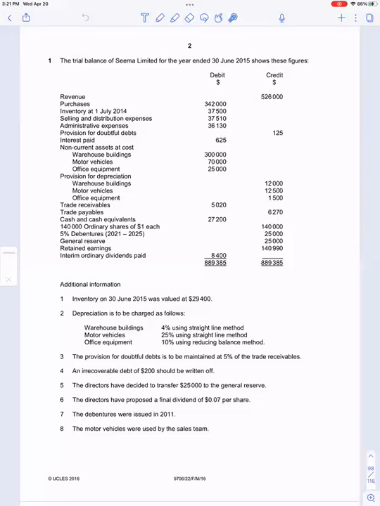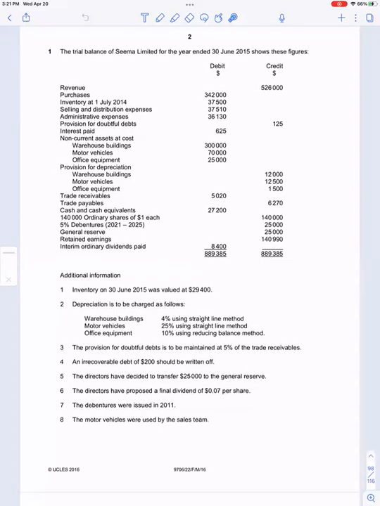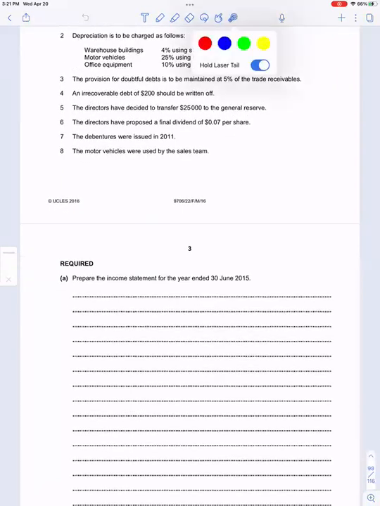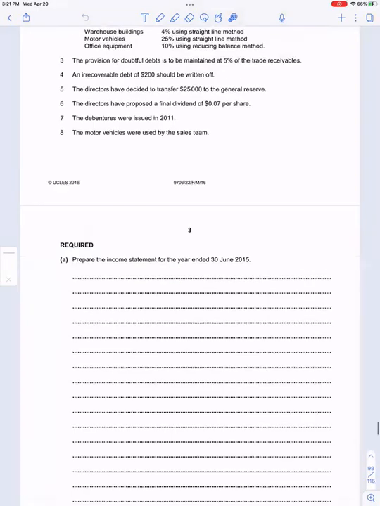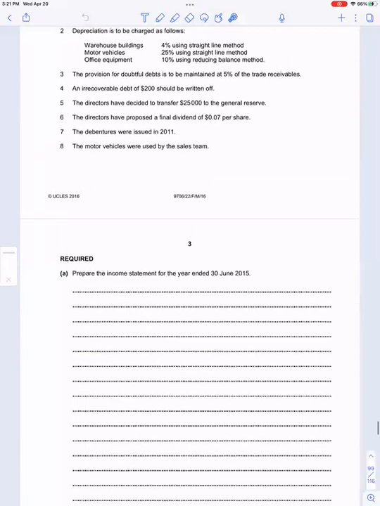So the first thing that they want us to do is, when I see a big question, the first thing that I will see is what they want me to prepare. They want me to prepare an income statement. Apart from that, what do they want me to prepare? They want me to prepare a statement of financial position.